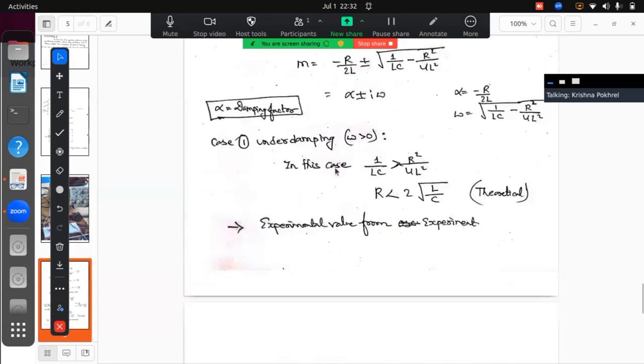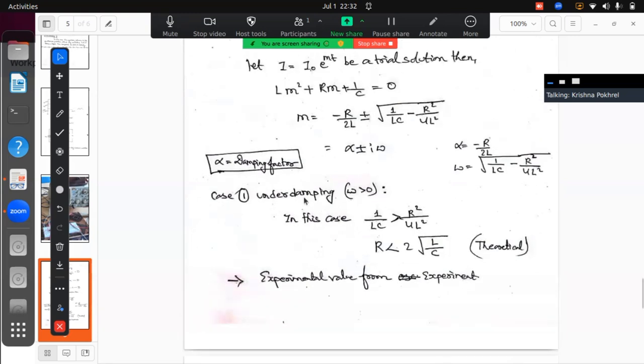Now we need to calculate the underdamping condition. As I told you before, I found critical damping at the range of 1000, overdamping at the range of 5000, and underdamping below the range of 1000 ohm. I have found the value for resistance over here.